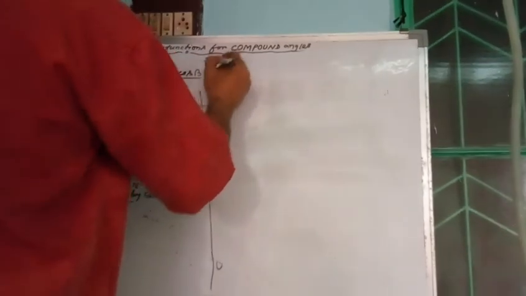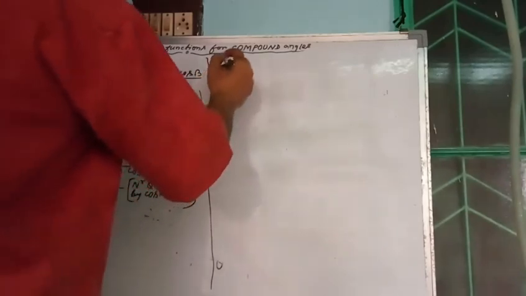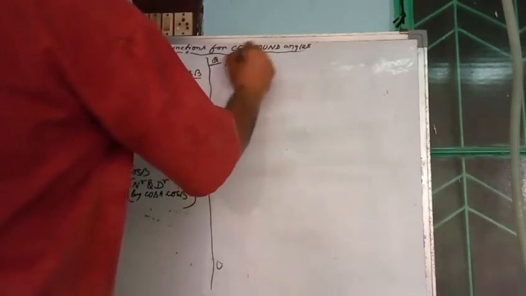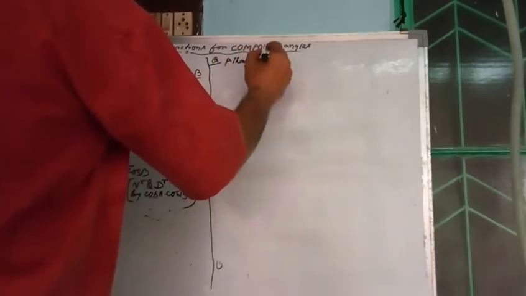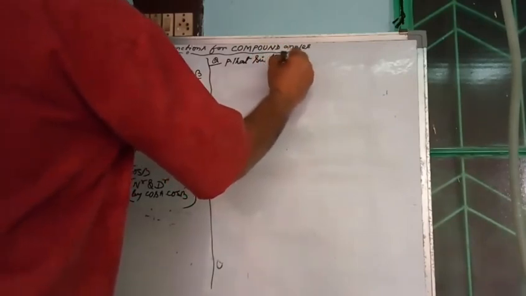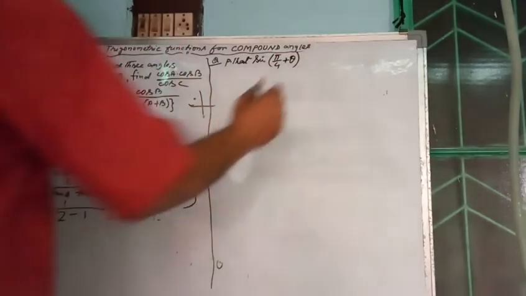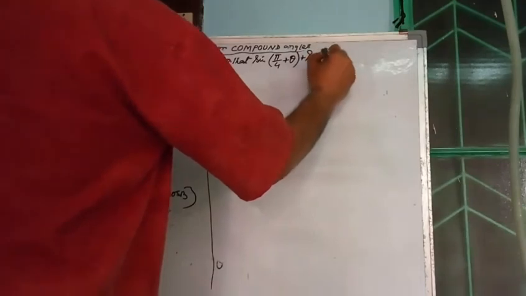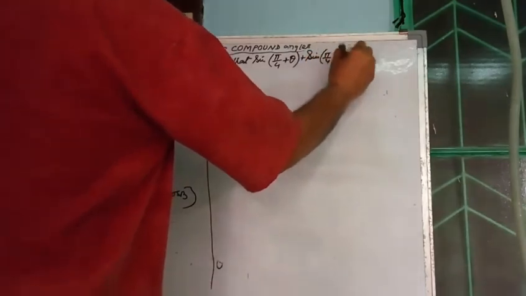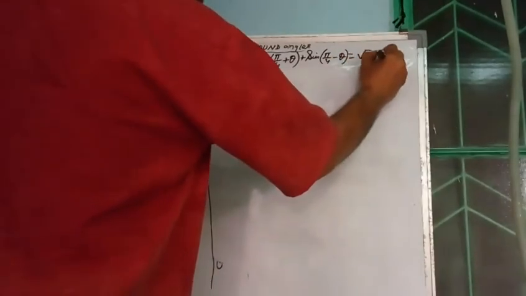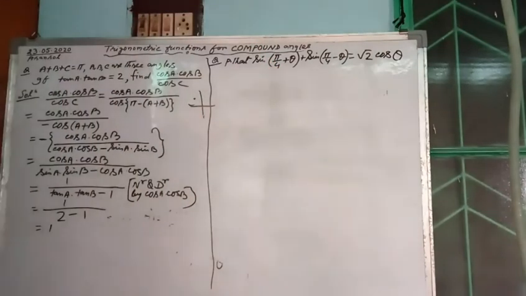Next question is prove that. We will work out a very simple question now. Prove that sin pi by 4 plus theta, plus sin pi by 4 minus theta is equal to root 2 cos theta. We have to prove it.